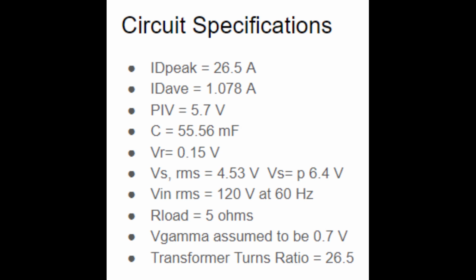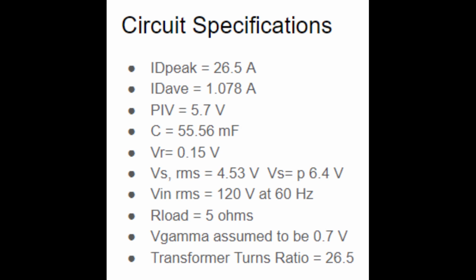The minimum specifications for the diode in this full wave rectifier circuit are a peak current of 26.65 amps, an average current of 1.078 amps, and a peak inverse voltage of 5.7 volts. In order to meet the desired ripple specifications, the required filter capacitance must be large since the effective resistance load is small. The required capacitance for this circuit is 55.56 millifarads.